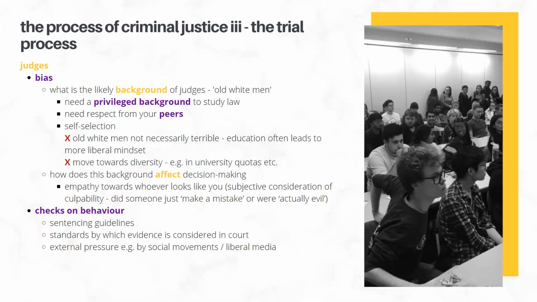Responding to this again, if you are on the opposite side, then you need to try to say that this is not as bad. You can point out that there is a bunch of checks on behavior of judges. For example, things like sentencing guidelines that are often quite rigid, things like standards by which evidence is considered in court. Or thirdly, you often do have external pressure, for example, by social movements, for example, by liberal media, especially if the trial is public, very often you just do have pressure against very biased decisions being made. So that even if the judges could have tendencies to be biased, there are checks and balances to prevent, say, the worst kinds of behavior.